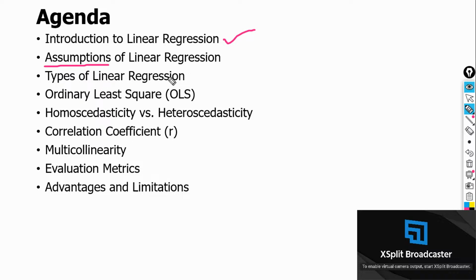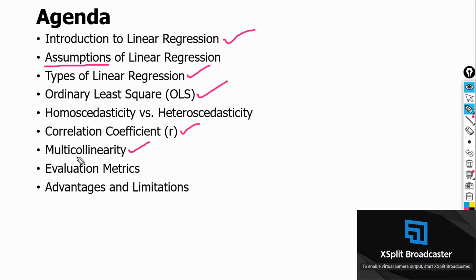Then types of linear regression followed by OLS, ordinary least squares, is the technique that is implemented to find the solution under linear regression, as well as homoscedasticity and heteroscedasticity. What does homoscedasticity mean? What does heteroscedasticity mean? What are the differences? You'll understand. And then comes r, small r, the correlation coefficient. Okay, what is this correlation coefficient? How is it used? We'll understand the correlation coefficient. And finally, multicollinearity, an issue that is generally observed in case of linear regression problems.